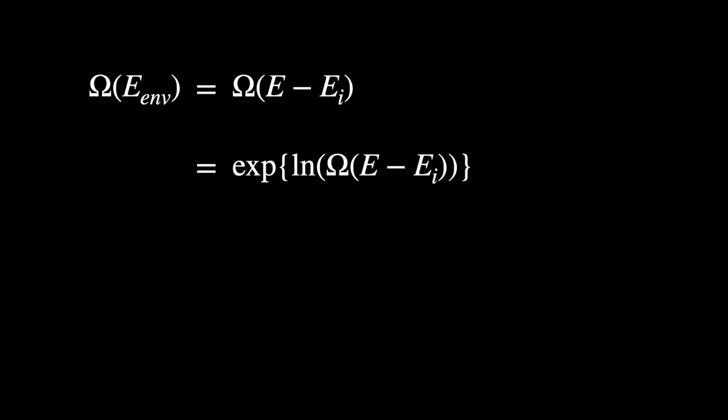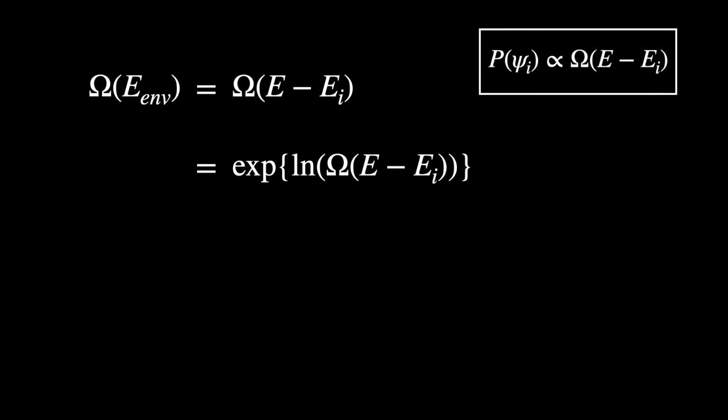To express it as a function of system energy EI, we write E environment as the total energy E minus EI. Then take a log, followed by an exponential. Recall that the exponential is the inverse of the log, so this just gives the original omega function. The reason we take a log will be clear in a minute. Remember that we need omega to calculate the probability.